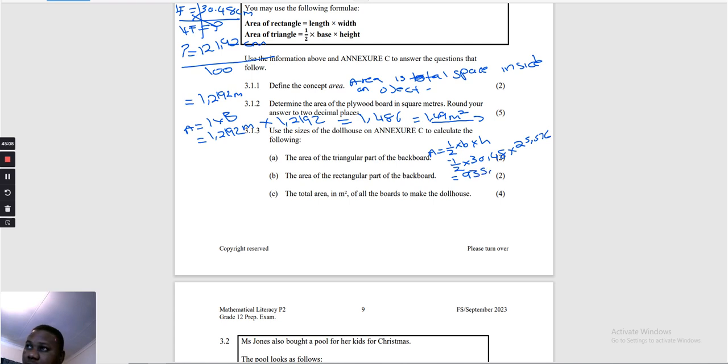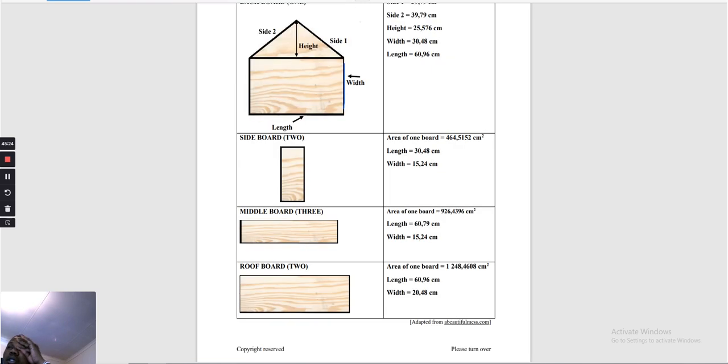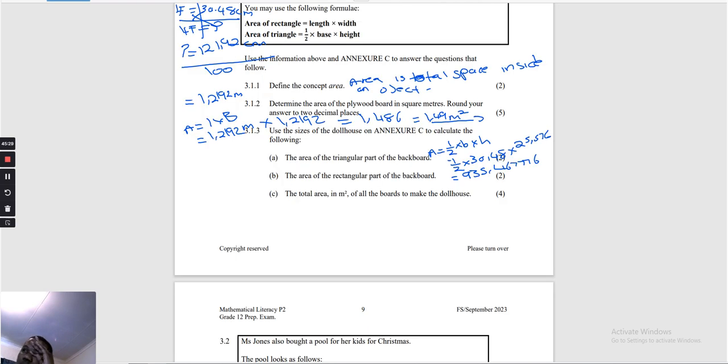That gives us 935,46776. Were they in meters or were they in centimeters? So this is the centimeter squared. Okay. Then now what do we need to calculate?